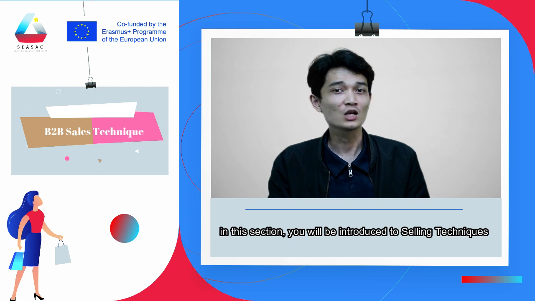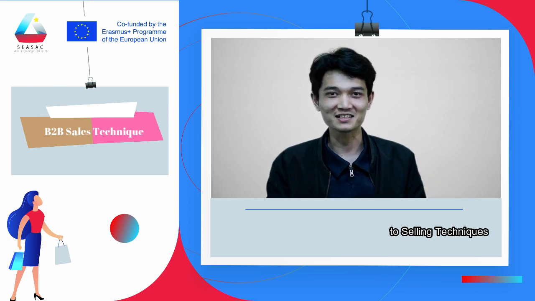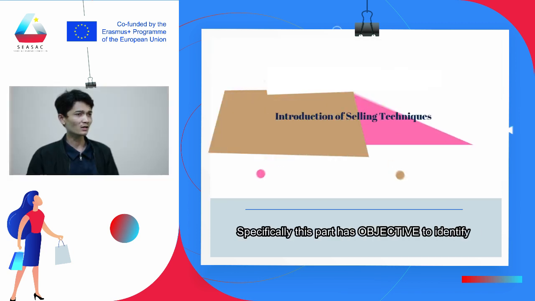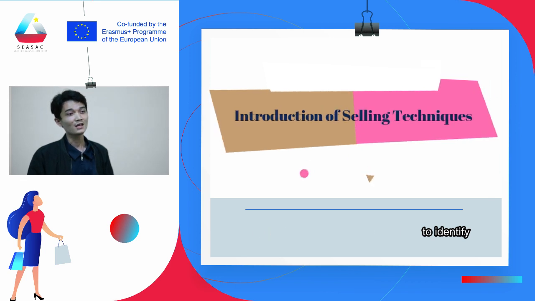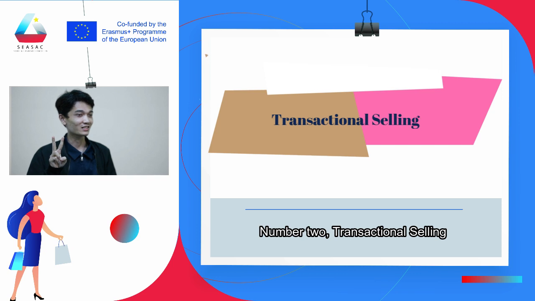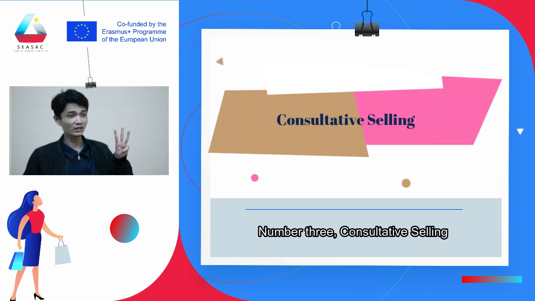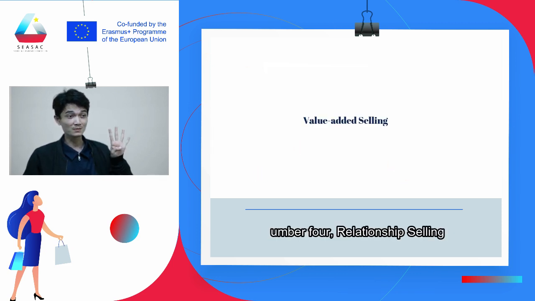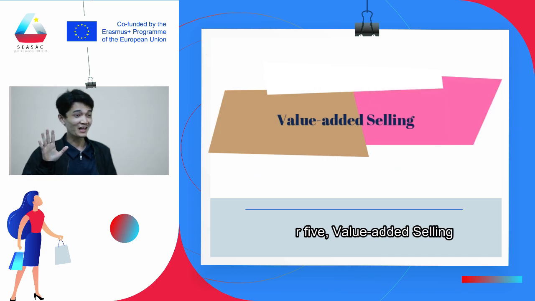In this section, you will be introduced to selling techniques. Specifically, this part has the objective to identify: number 1, introduction of selling techniques. Number 2, transactional selling. Number 3, consultative selling. Number 4, relationship selling. And number 5, value-added selling.